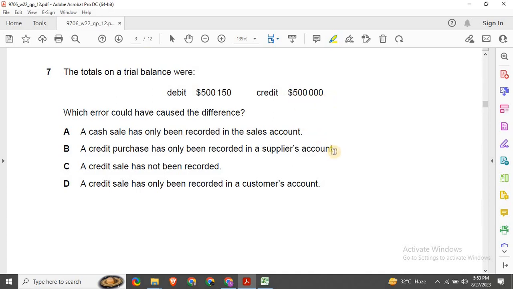Number C, a credit sales has not been recorded. So you sold the goods on credit but it is not recorded at all. So it is error of omission. Both debit side and credit side is understated.